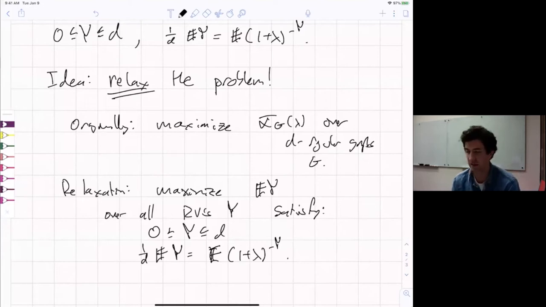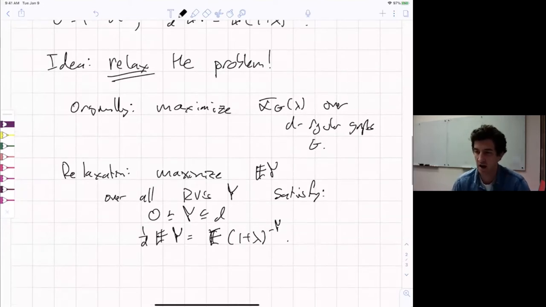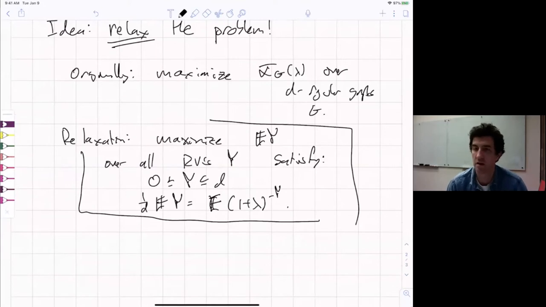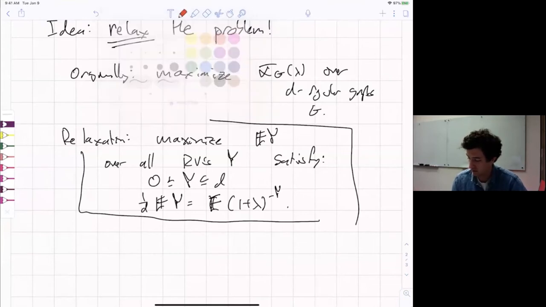We could have added more constraints that y is integer valued, but we don't need to do that. This is our new optimization problem. Now it's just an optimization problem on random variables, and you could make this into a finite optimization problem by saying, well, the probability it's zero, the probability it's one, and so on. But if you look at this constraint, you have a linear function and you have a convex function.